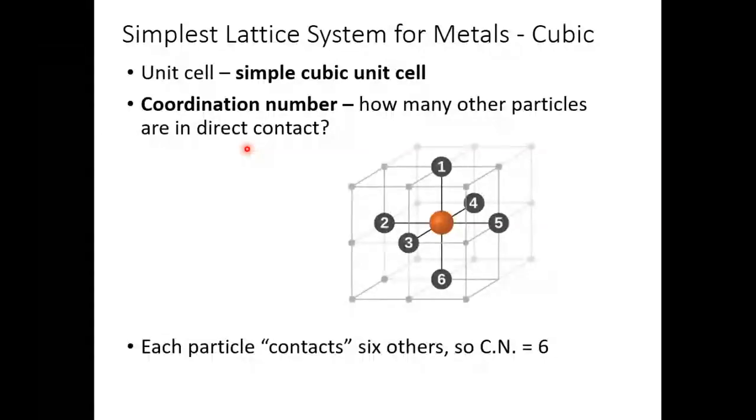Now look at this picture and look at these numbers. Let's think about 1 whole atom, and how many other atoms does it have direct contact with? 6. Y'all see that? No matter which atom I was talking about, let's say I was looking at this one, it would still be in contact with 1, 2, 3, 4, 5, 6. See? In a simple cubic unit cell, this is what we call the coordination number.